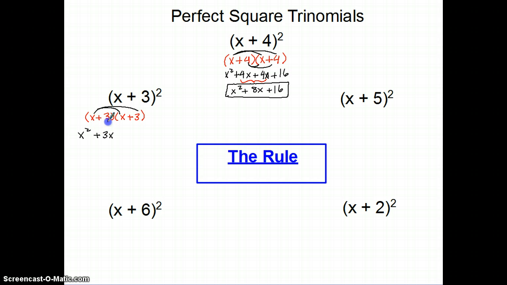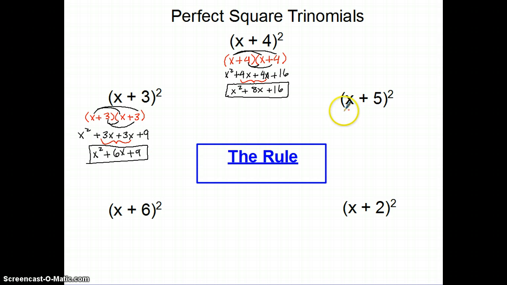And now when I distribute the 3 times x gives me another positive 3x, and 3 times 3 gives me a positive 9. In the middle, again, as before, you should see that I have two of the exact same terms, 3x and 3x, so all I'm going to do is double this to get 6x. I still have an x squared in front and a plus 9 behind. This polynomial is the FOILed form of my original.